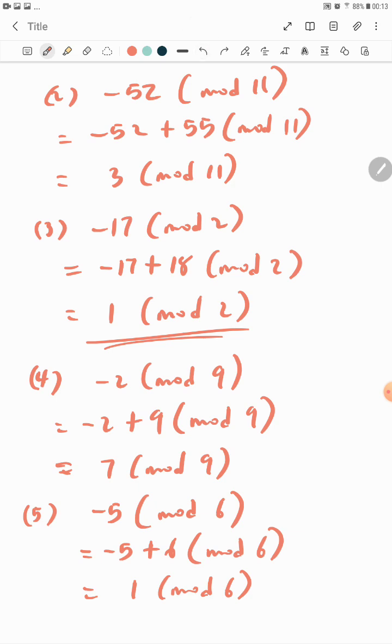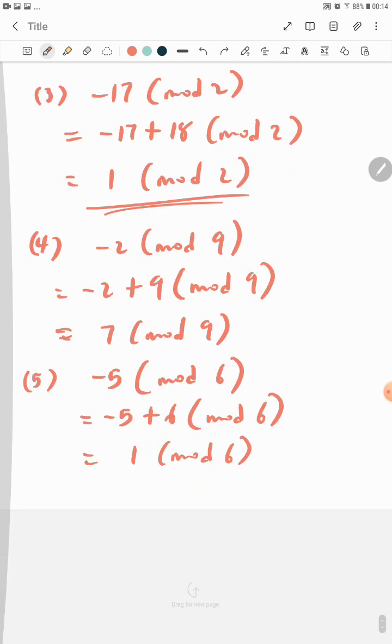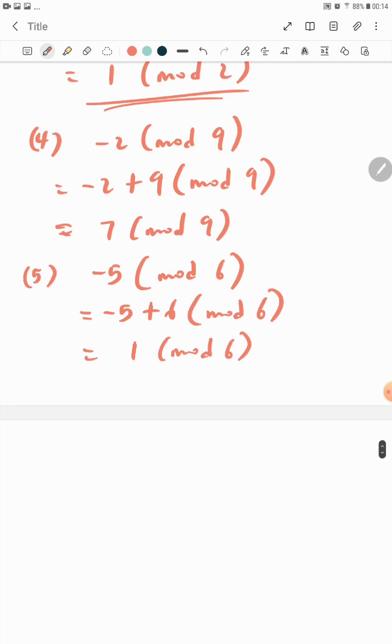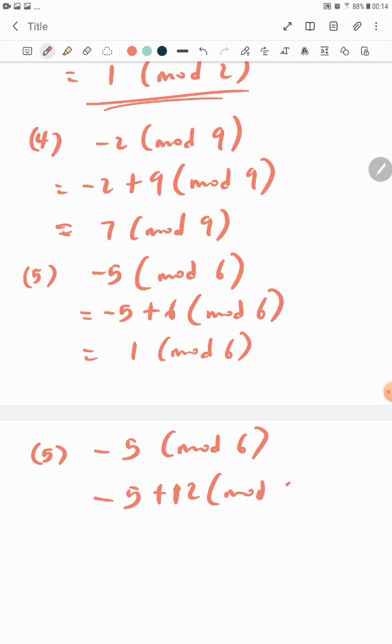They are not asking us to get more than one value, they are asking us to deal with the simplest value. So that's why we have to add the immediate positive multiple of our modulus. What happens if you had a bigger one? Let's say for example this number 5, instead of me adding 6, let's say I had 12, which is also a multiple of 6. Let's see what this will result to.